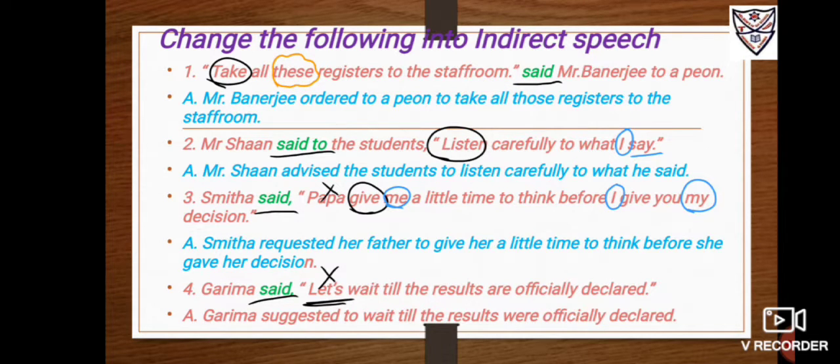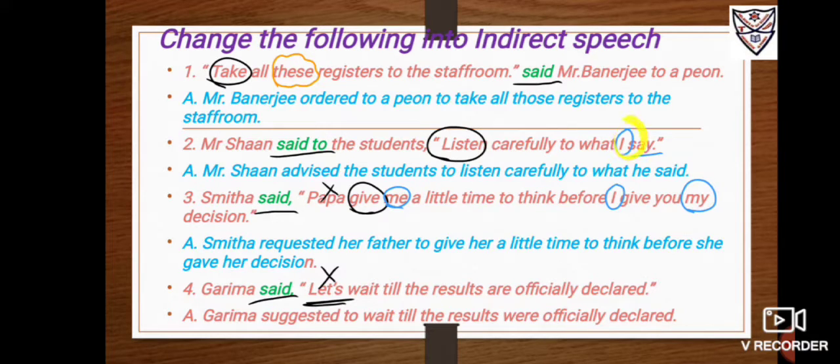Number 2, Mr. Shan said to the students, "Listen carefully to what I say." So it is said to, first step, reporting verb. Now reported verb is listen, so you have to add the infinitive to. So it is to listen. Okay, dealing with the pronoun, Mr. Shan is the speaker, so we'll circle, and the students is the listener, so we'll put a box.